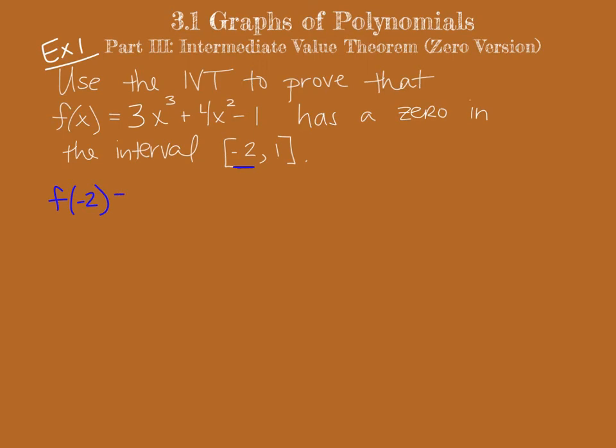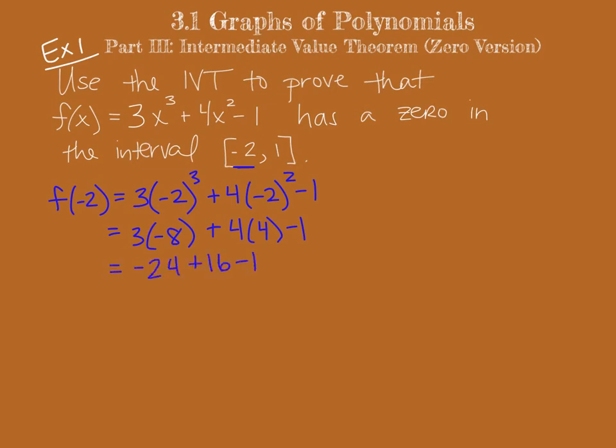So we'll plug -2 in, and your calculator can do a lot of this work, but I do want you to still show your work, but please check on a calculator. When we cube -2, we'll get -8. Be careful with cubing negatives, it's still negative. Then we square -2, we'll just get 4. Then multiplying, we have -24 plus 16 minus 1. So this is -8 minus 1. F of -2 is -9.